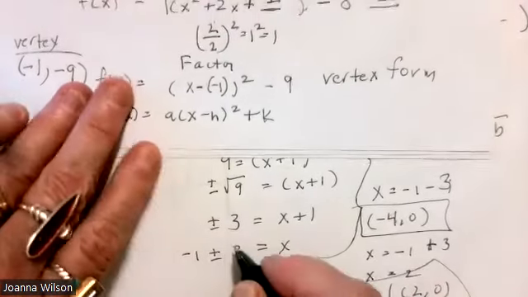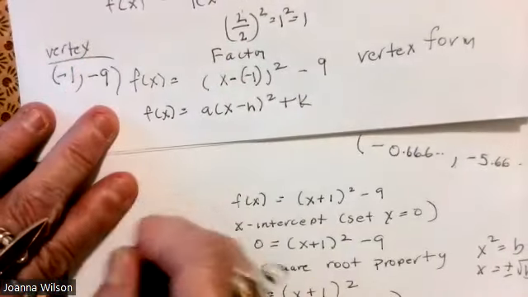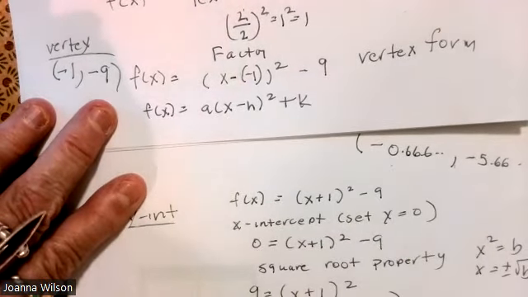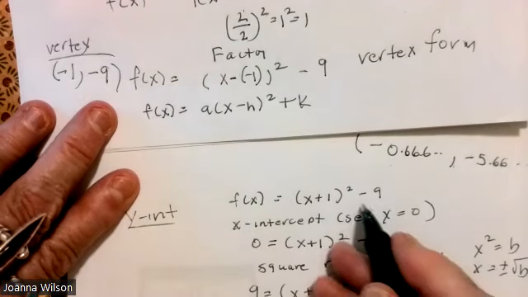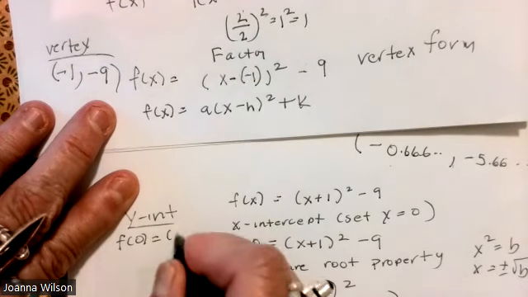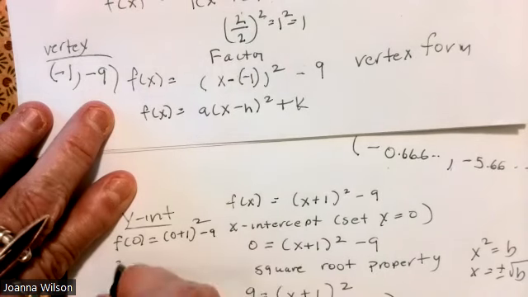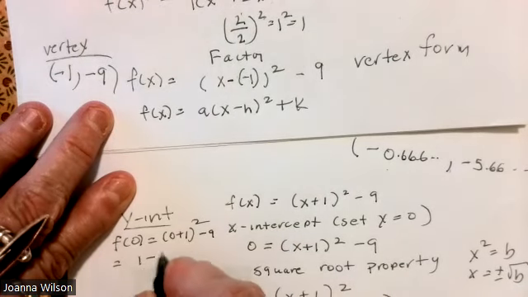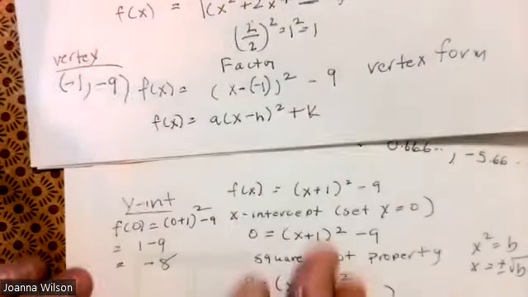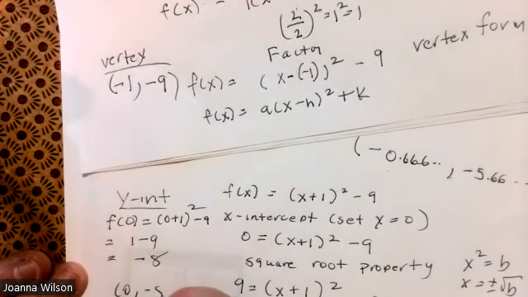The y-intercept's easy to find. Here's the function. Just set x equal to 0. So it'll be 0 plus 1 squared minus 9. So it'll be 1 minus 9, which is a -8. Oops, sorry. See that? So the y-intercept is 0, -8.